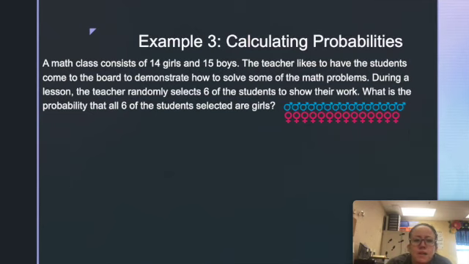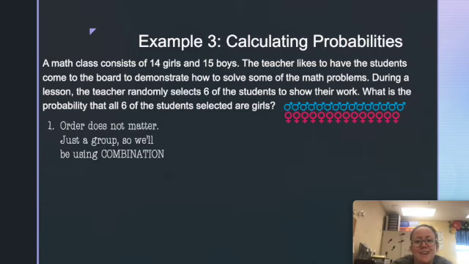Okay. Next one, we have a math class. It's got 14 girls, 15 boys. A teacher likes to have the students come to the board to demonstrate how to solve some of the math problems. During the lesson, the teacher randomly selects 6 of the students to show their work. What is the probability that all 6 students selected are girls? Okay, so again, we're just selecting girls. Order does not matter which one's selected first, second, third, so forth.